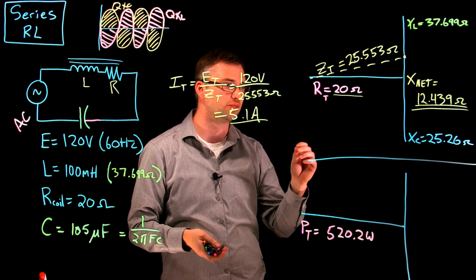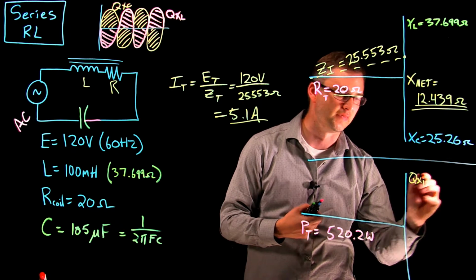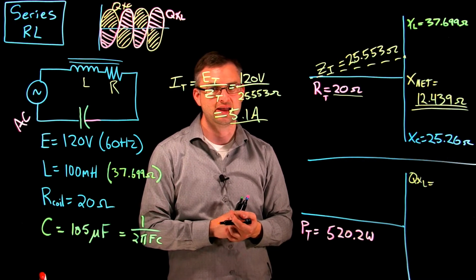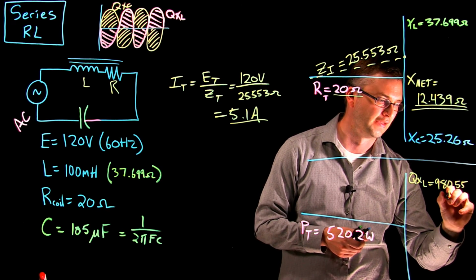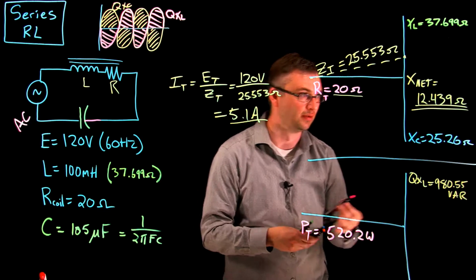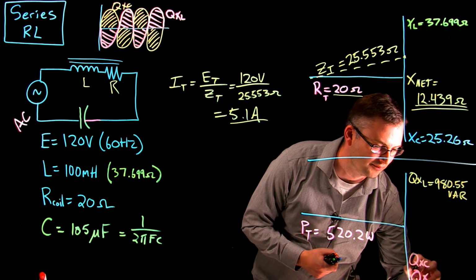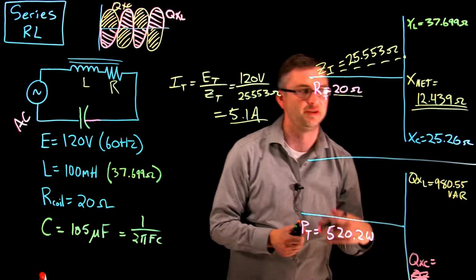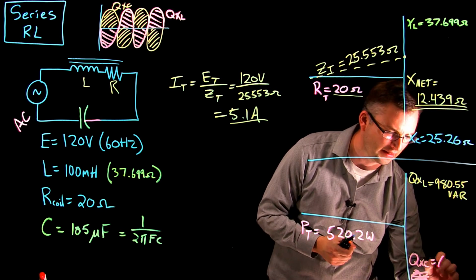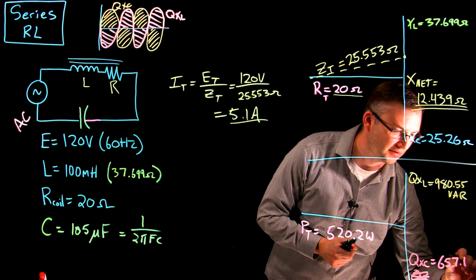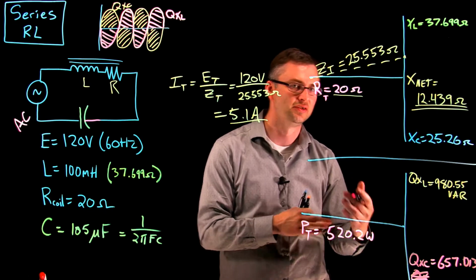All right, so beyond that, we have the Q of XL, and that's going to be I squared times XL, and that's 980.55 vars. Then we have the Q of XC. The Q of XC is going to be I squared times XC, times 25.26, and that'll be 657.1013 vars.